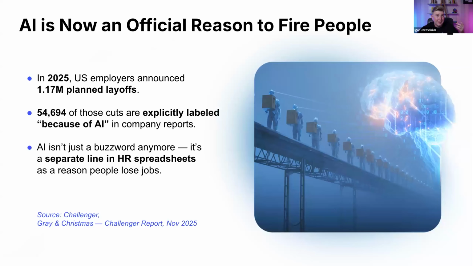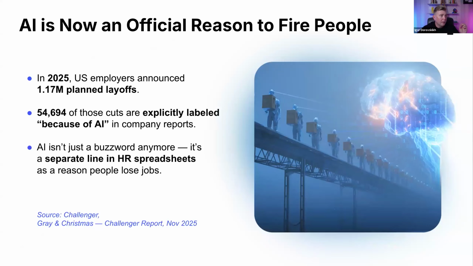So AI is now an official reason to fire people. You probably hear this news all the time. You're listening to a YouTube podcast or you're reading LinkedIn announcements or posts, right? People get laid off, right? In 2025, US employers announced 1.17 million planned layoffs. It's insane, right? 54,684 of those cuts were explicitly labeled because of AI. This is the factual data from the Challenger publication.